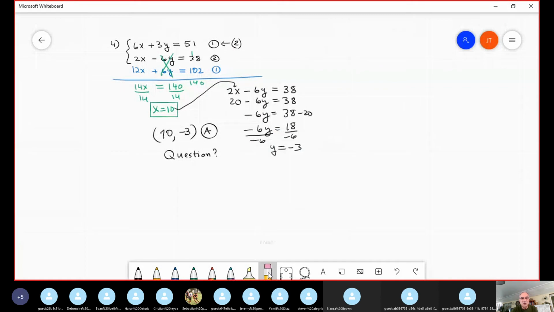Let's move on to the more complicated. 3 dimension. Number 5 and number 6 are 3D problems. 3 dimension.